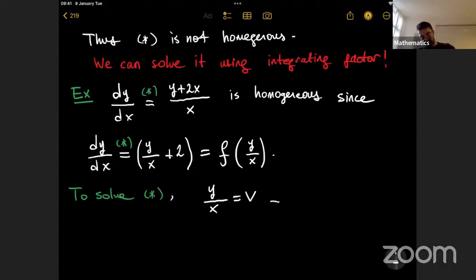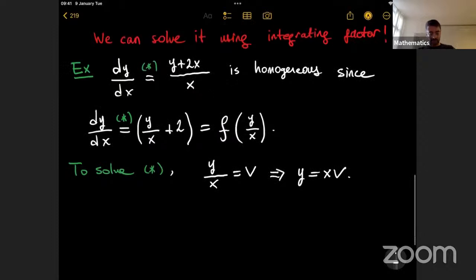So from this, y is equal to x times v. We need y prime. Y prime is equal to, we use the product rule here. Derivative of x is 1, 1 times v plus x times v prime.